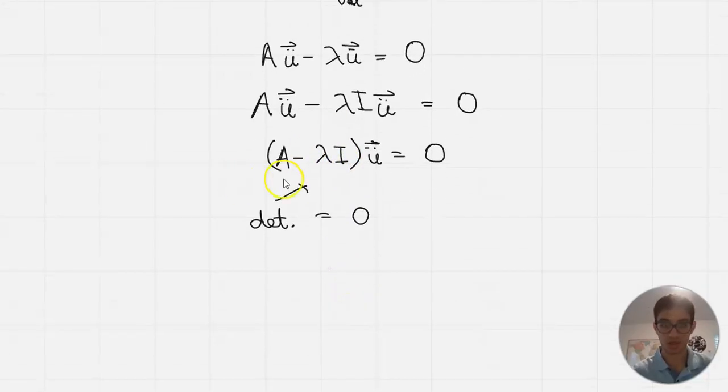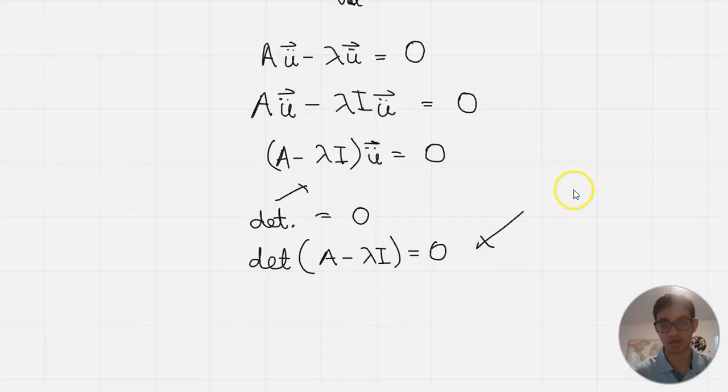Writing that a little more succinctly, what are we going to get? We're just going to get the determinant of literally just what I said. A minus lambda I is equal to 0. And this over here is known as a characteristic equation. And this is actually the definition that we're going to use now to actually find the values, right?